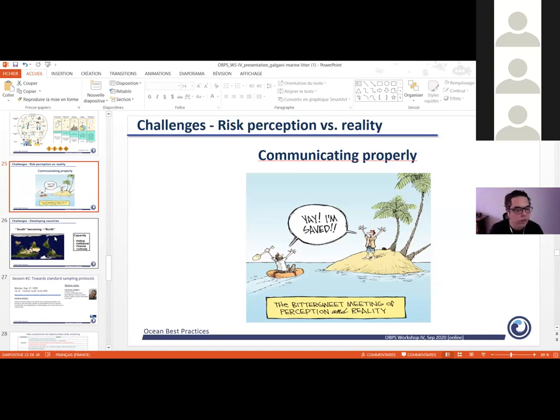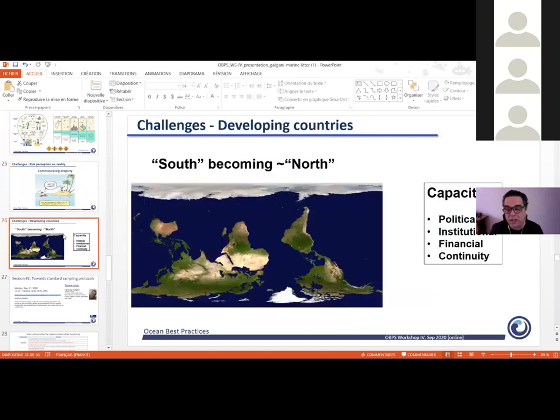And the last challenge, I think the most important one, is to consider the global south. The global south means that we are talking about countries that may not have the political, the institutional, the financial capacity to produce data continuously. So we need to help the south become something like the north in terms of the capacity to conduct monitoring and to share the information.